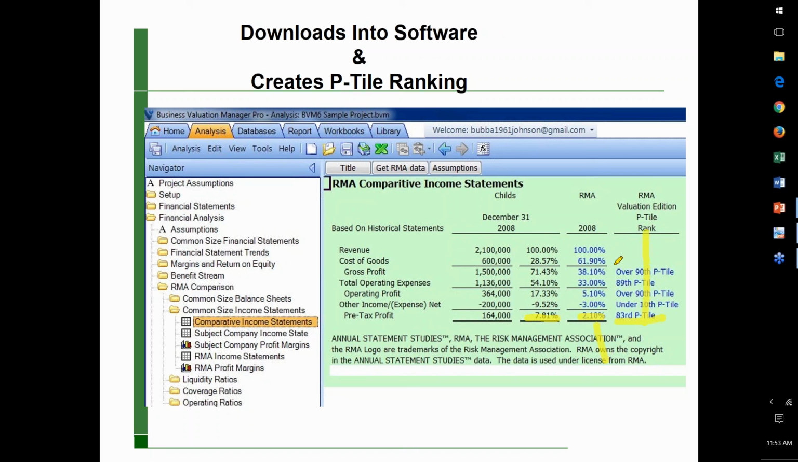Software has the P-tile information automatically. This downloads automatically into the software as well. So two ways to access the data.